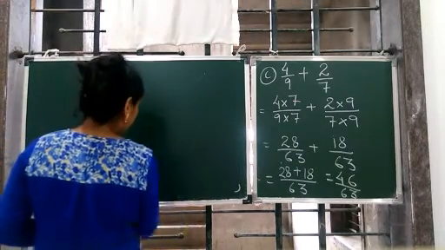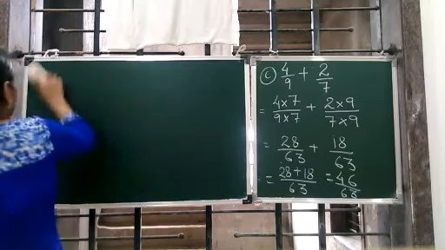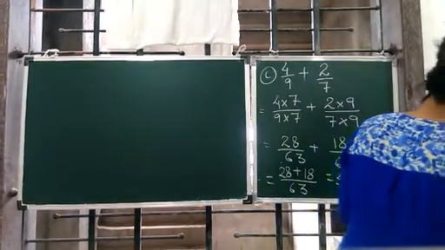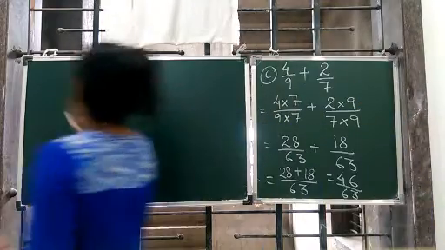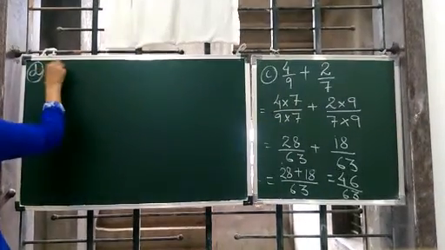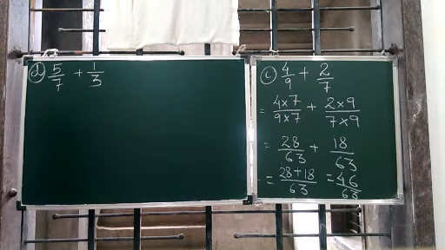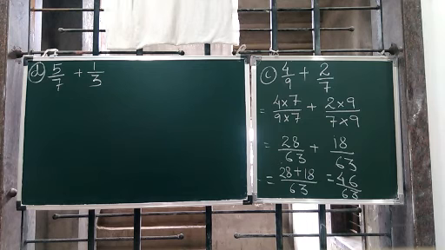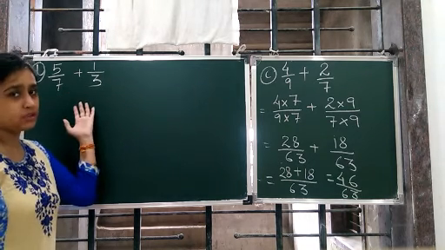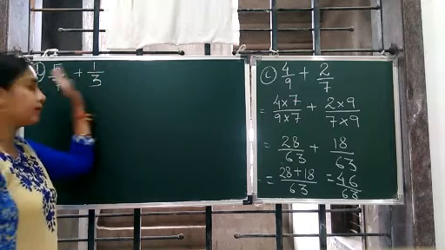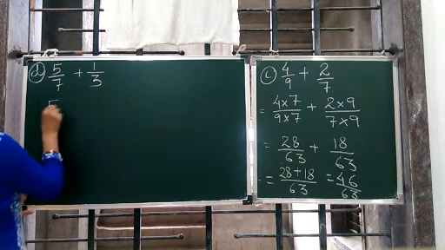Then we come to the D part. What is your D part? 7 plus 1 by 3. Again, denominators are not same, so we have to make them same. Which method are we going to use? Same method. No need to find the LCM because numbers are very small, so we are going to get a smaller product. So 7 multiplies this side and 3 multiplies this side.